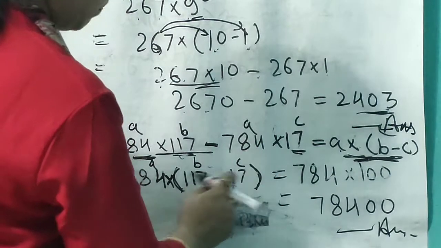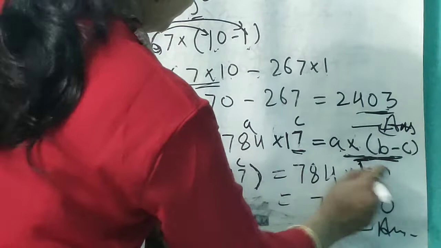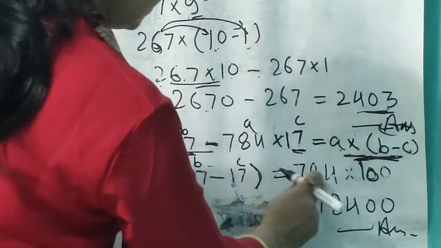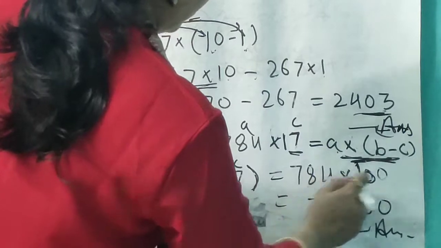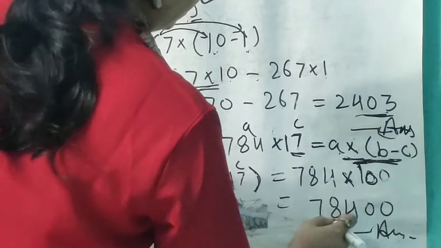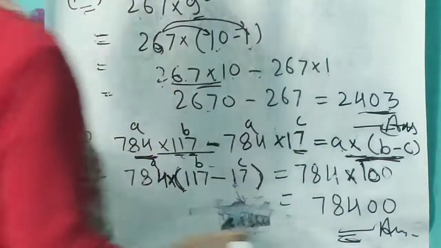Now you solve this. First we will solve the bracket. 117 minus 17 will come 100. 784 we will copy as it is. 784 into 100. Now multiply this 784 with 100. You will get 78400. This is your answer.